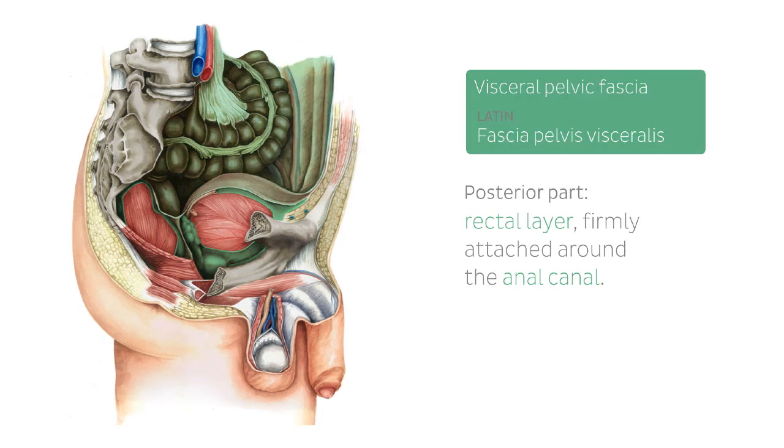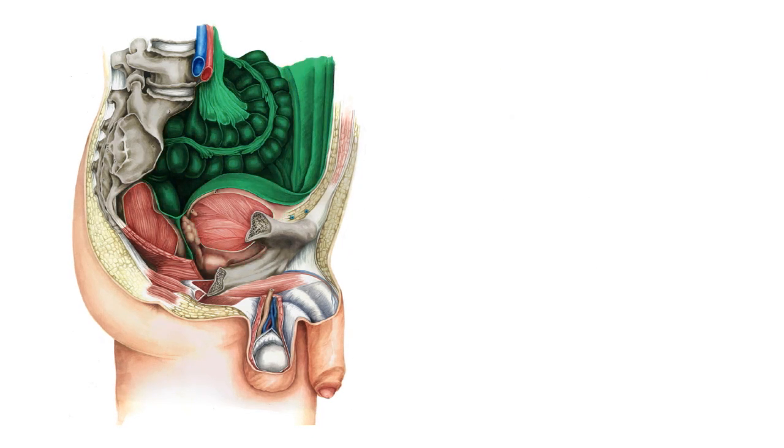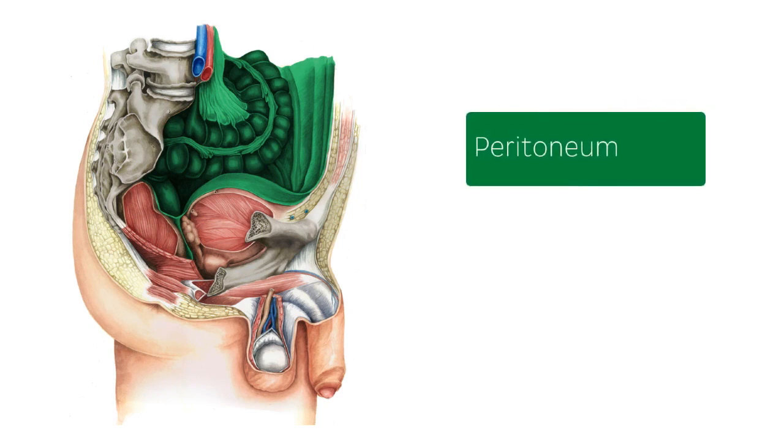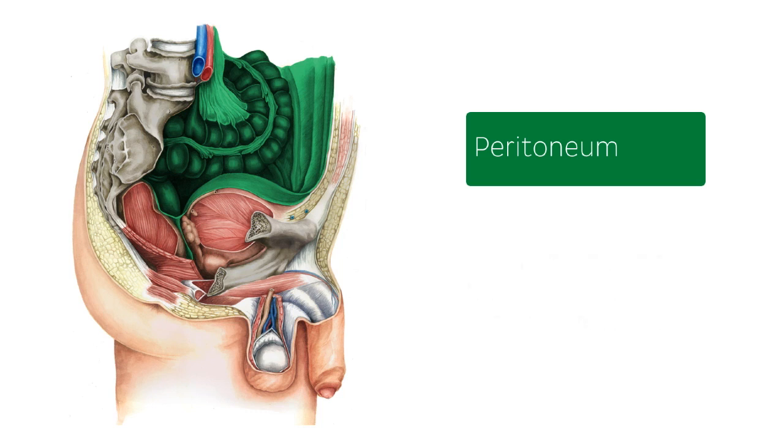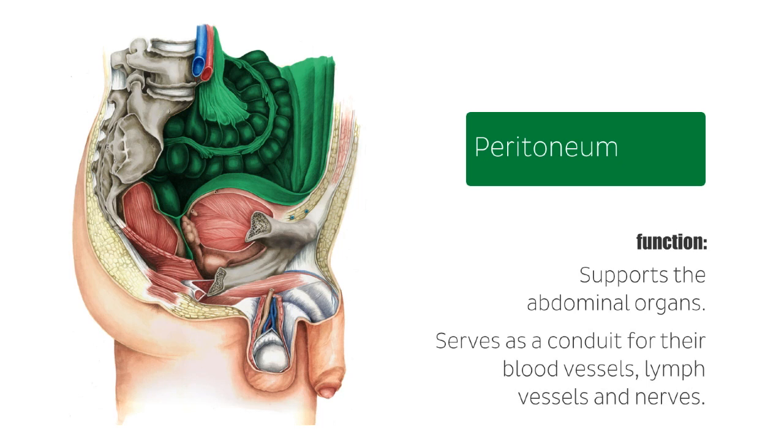There is also an important structure worth highlighting here on this particular image, which is known as the peritoneum. The peritoneum is a serous membrane that forms the lining of the abdominal cavity. The peritoneum also has its functions or roles. It mainly supports the abdominal organs and also serves as a conduit for their blood vessels, lymph vessels, and also nerves. There are some anatomical spaces that we're going to be covering.